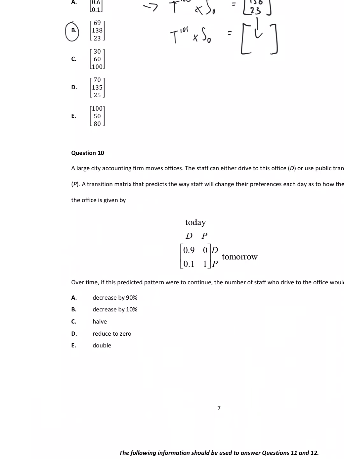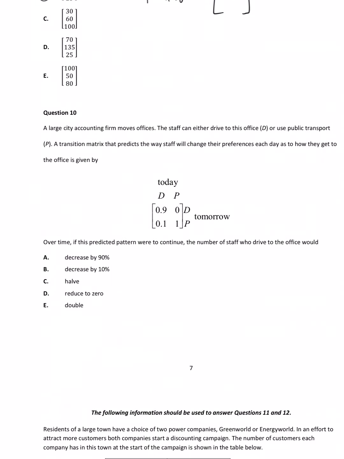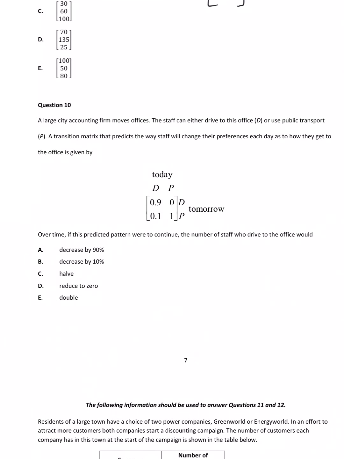Just zooming out. Question 10, a large city accounting firm moves offices. The staff can either drive to this office or use public transport. A transition matrix that predicts the way staff will change their preferences each day as to how they get to the office is given by. So what we've got here is this transition matrix just to say how people will be traveling to work each day.